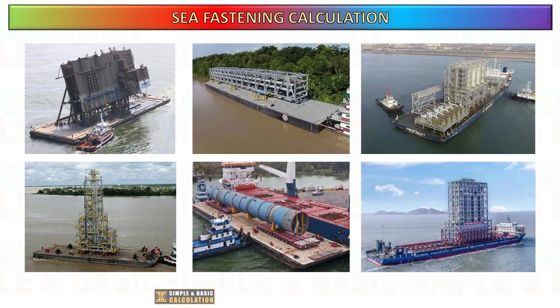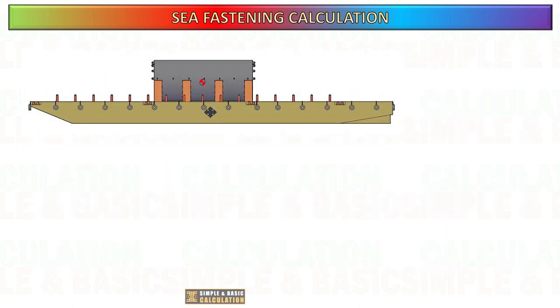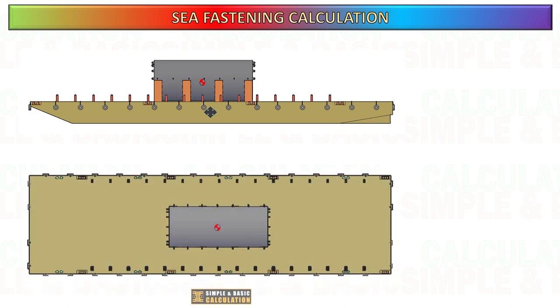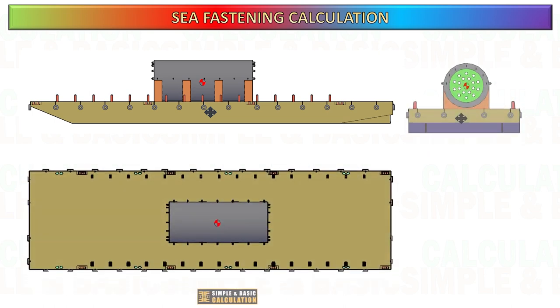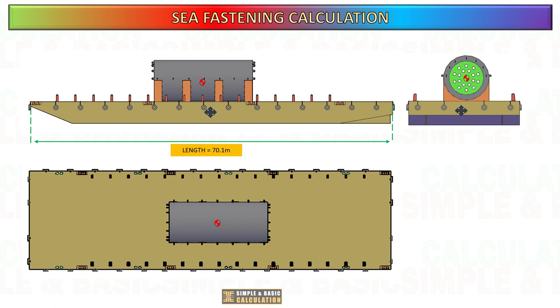Below are sample pictures showing the marine transportation of cargo. The sea fastening process depends upon the weight and dimensions of the cargo. Additionally, it depends on the specific location where the cargo is to be transported. In this example, we will utilize a 230 feet barge for transporting the cargo by sea. The dimensions of the barge are shown in the slide.